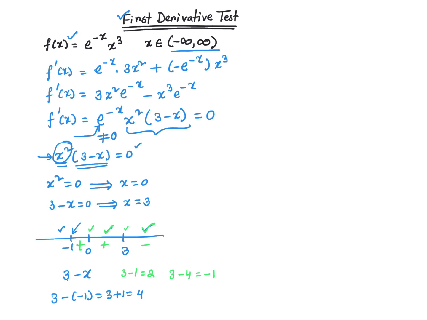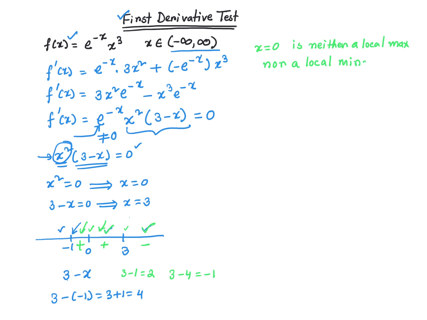So what does this tell you about the extreme values? First of all, at x equal to 0, using the first derivative test, we have to make a decision. That's a critical point. To the left of 0, it's positive. To the right of 0, it's also positive. So therefore, x equal to 0 is neither a local max nor a local min. So this is not an extreme value.